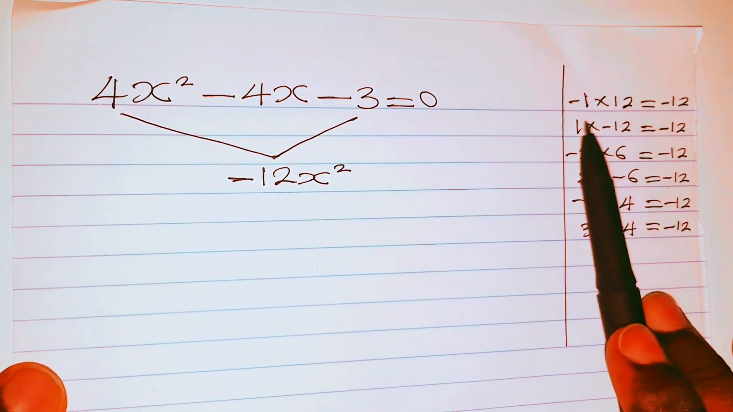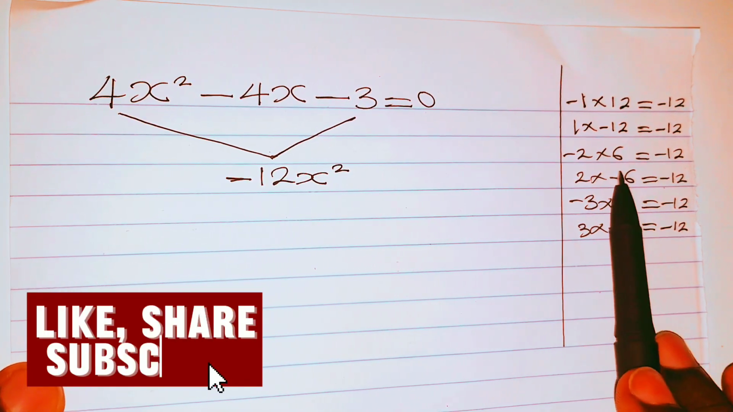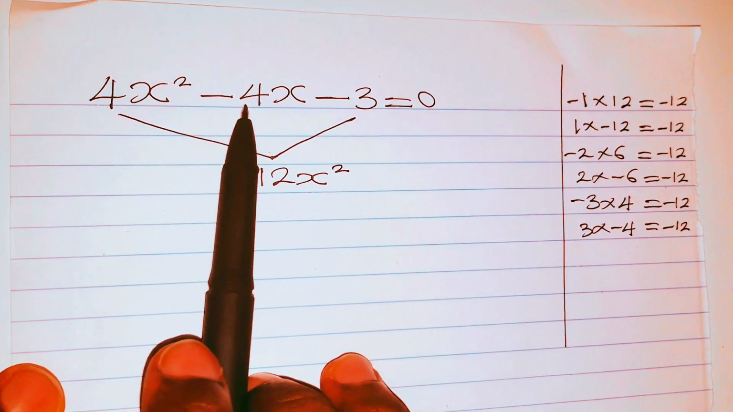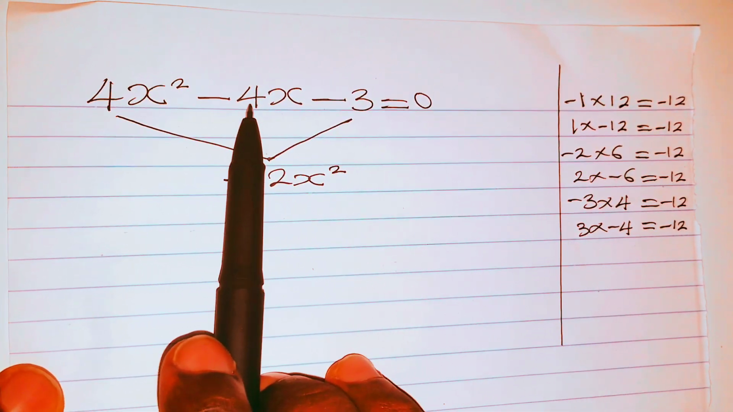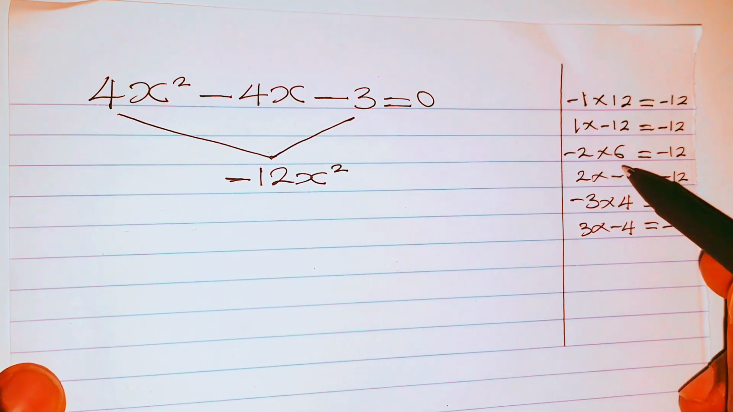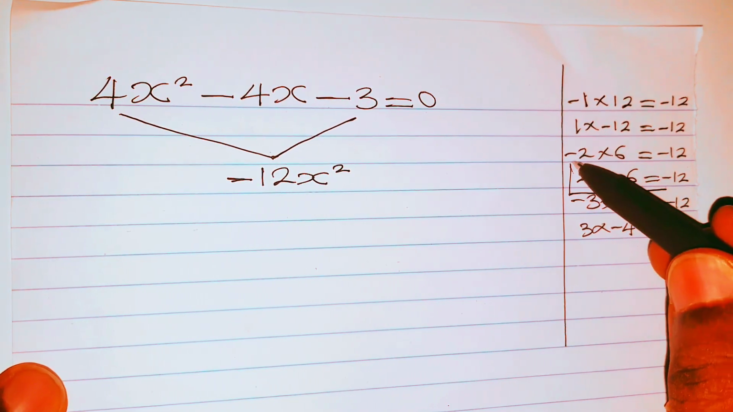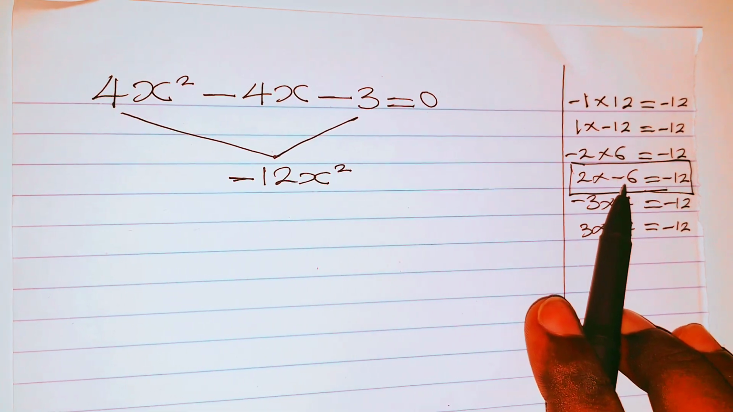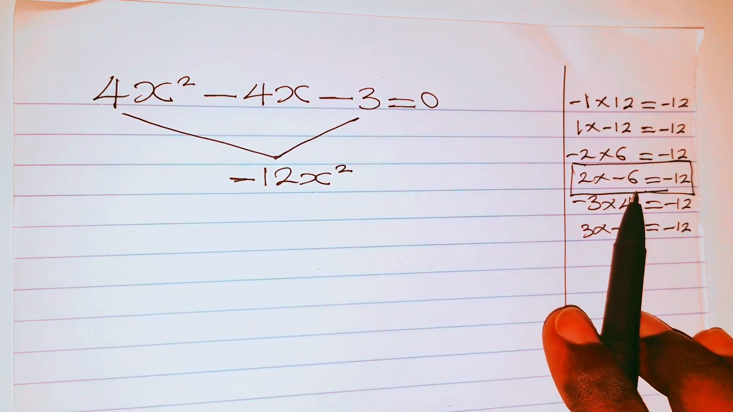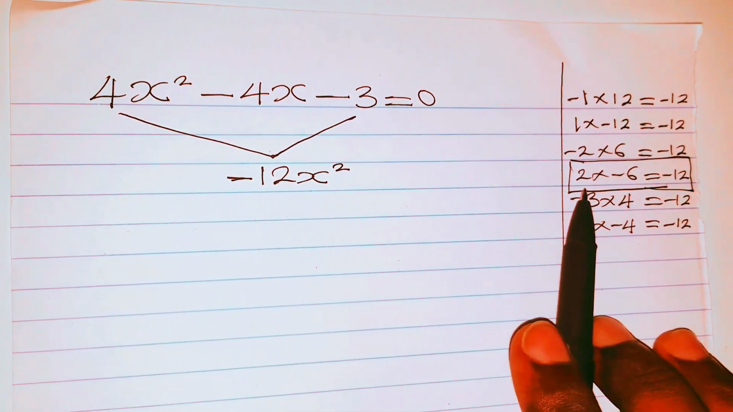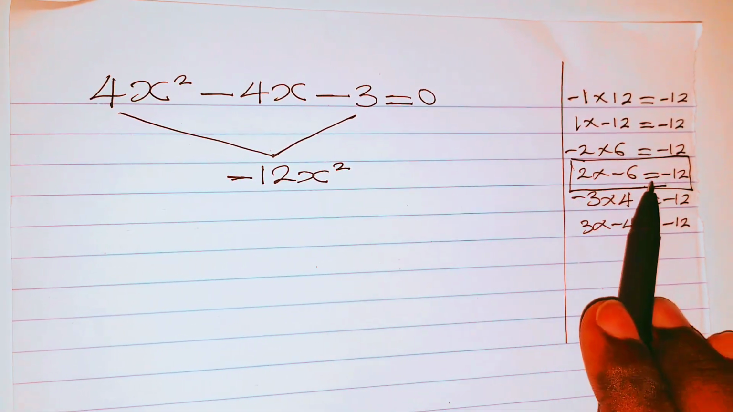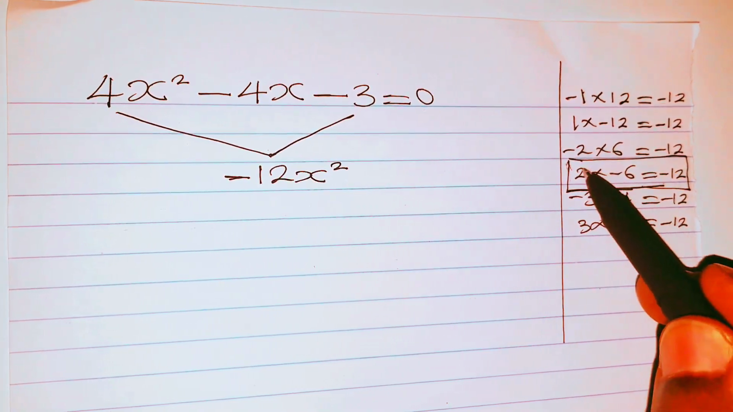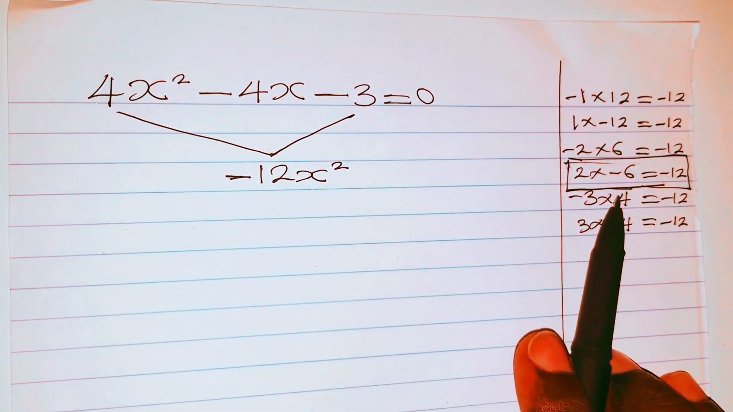Among all these sets of factors of minus 12 written here, we need to look out for a particular set which, when added together, is going to give us the coefficient of x here, which is minus 4. That makes this set of factors the chosen set we need to use. That is 2 and minus 6, in the sense that when you add 2 and minus 6 together, you're going to get minus 4, but when you multiply the two factors together, it gives you minus 12. So minus 6 and 2 becomes the chosen set of factors of minus 12 to be considered.